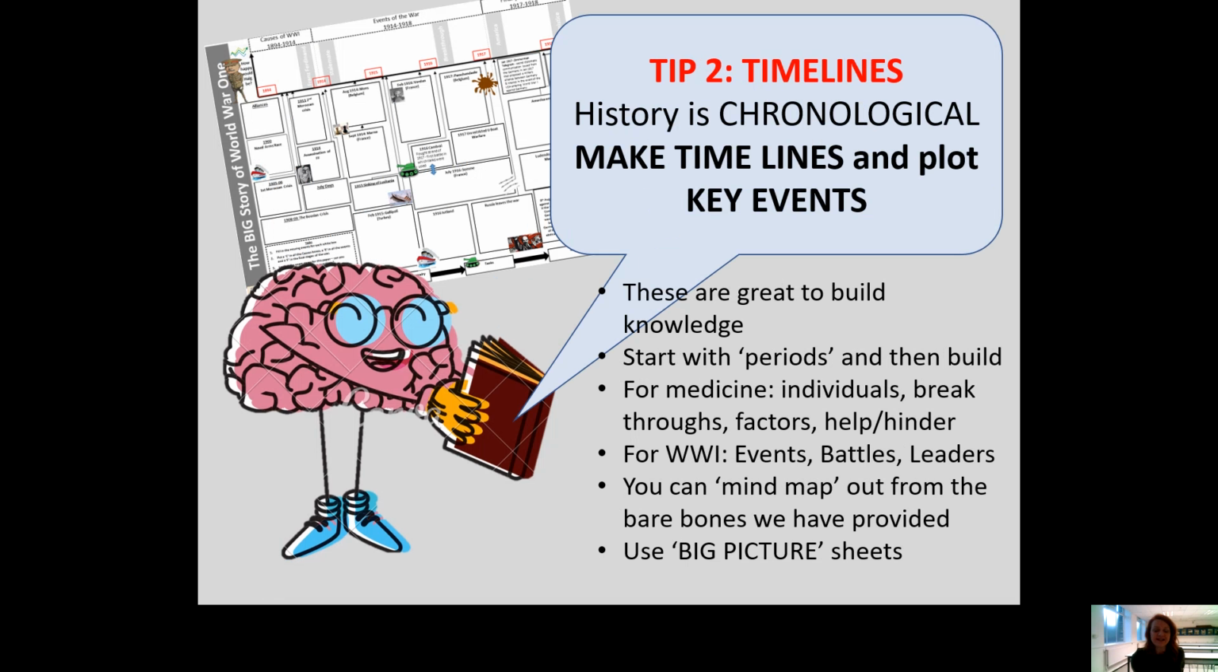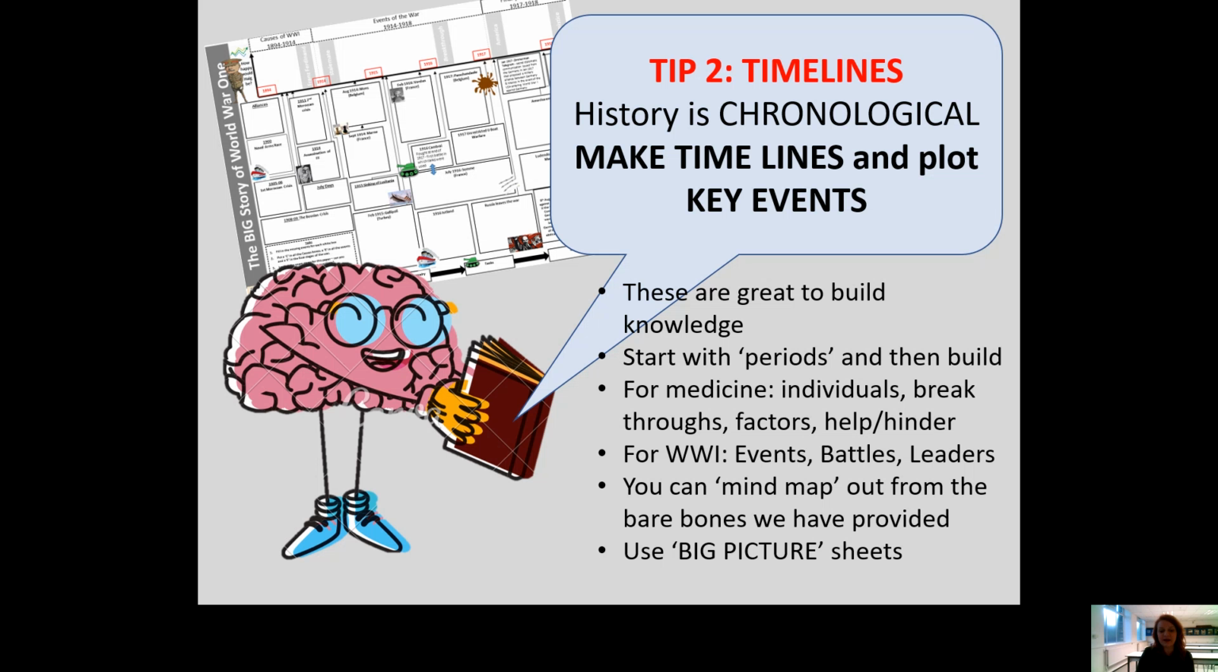Tip 2, chronology, timelines. Timelines are a really great way to start off some revision because you can build them. You can start off with the timeline, plot the time periods onto it, and then start with maybe one thing. Start with individuals through medicine. Plot your main individuals on. Get one in each time period. Then go back and do another one in each time period. See how much you can do without looking at your books. Then when you get stuck, get the books out, have a look, start to build on it.